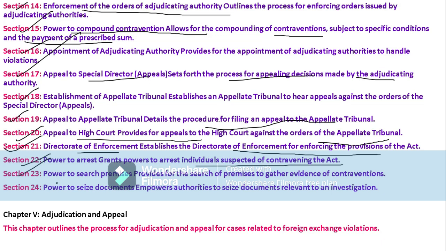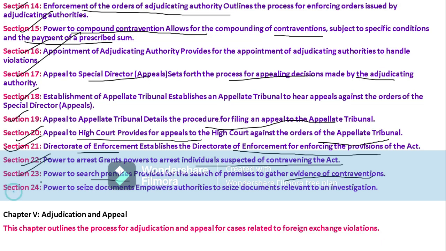Now section 23 means power to search premises, which is nothing but that the premises can be searched at any time. The director general or the adjudicating authority has the power to search the authorized person's premises and gather evidence of contraventions. If any contravention is made by the authorized person, then this adjudicating authority has the power to search that person's premises, and they can also gather the evidence regarding those contraventions.